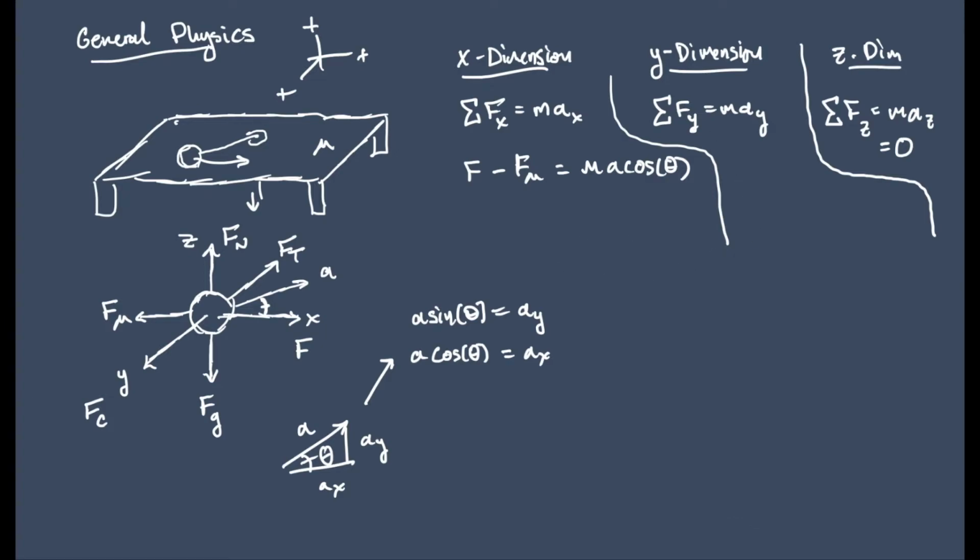Similarly here, for the forces in the y direction, in this direction we have the centripetal force as my positive force. That's what I've defined it to be. Centripetal force minus the force due to tension is equal to the mass times the acceleration times the sine of the angle.